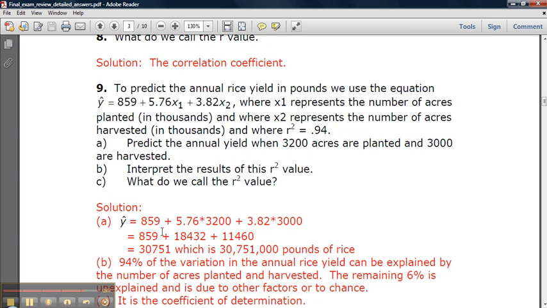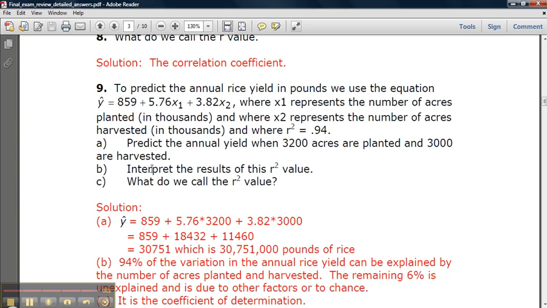And here, part A says predict the annual yield when 3,200 acres are planted and 3,000 are harvested. Basically, you're taking 3,200, plugging it in for x1 because it represents number of acres, and you're going to plug in 3,000 for x2. You just put that in your calculator and you'll get the value here.